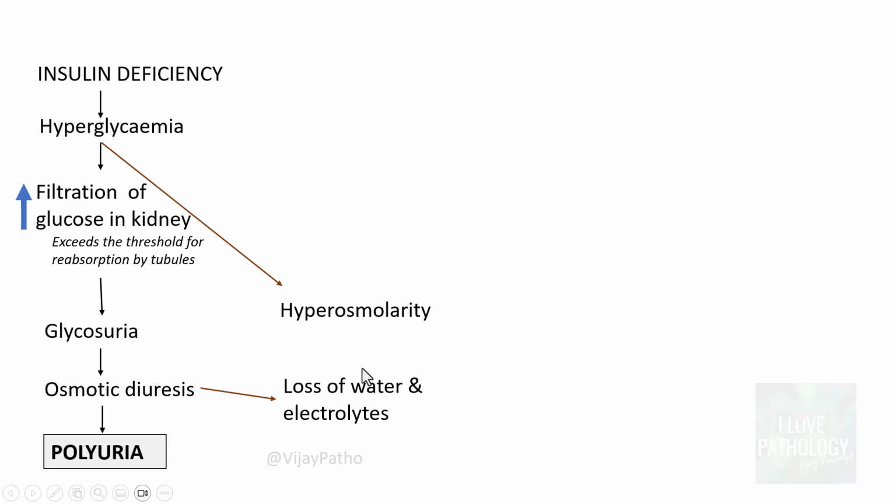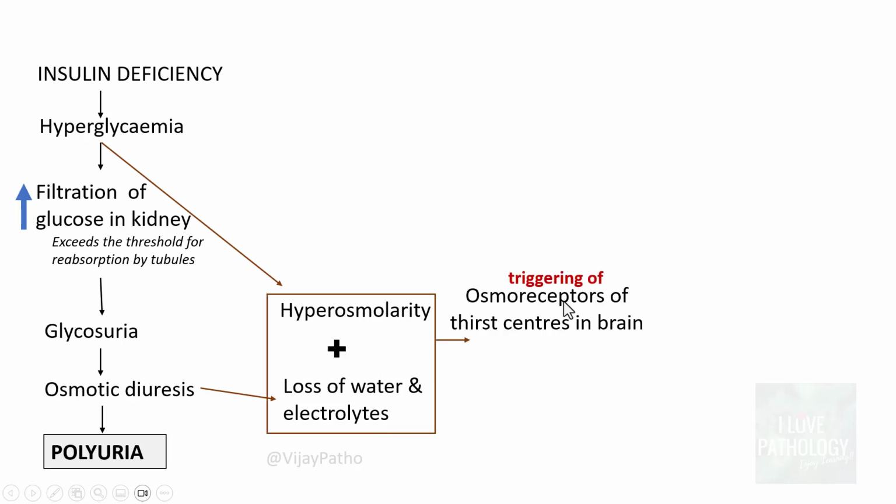See, the combination of these two, the hyperosmolarity and loss of water and electrolytes, is the one which triggers the osmoreceptors of the thirst centers in the brain, and that leads to intense thirst in these patients. So they often want more and more water to be consumed, and that's the underlying mechanism of polydipsia, where there is intense thirst leading on to increased consumption of water.